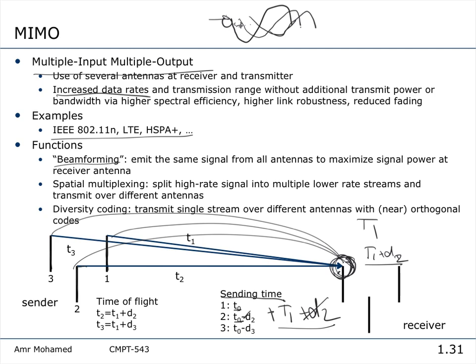Beam forming is one of the very common and core techniques in wireless communication in general, starting from, I think, third generation wireless, 3G. So MIMO was introduced in 3.5G and 4G. Okay? Go ahead.